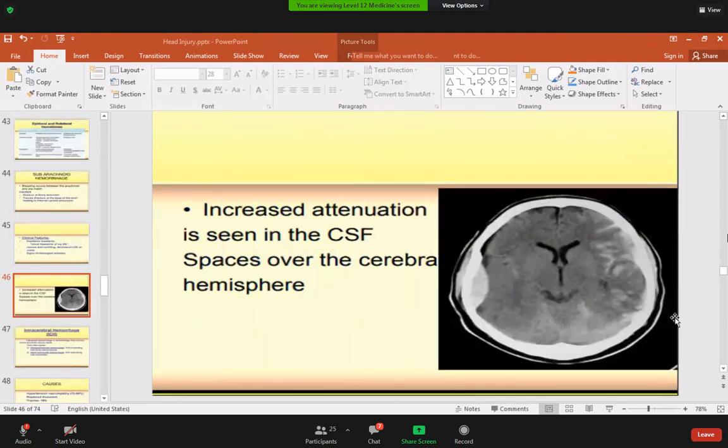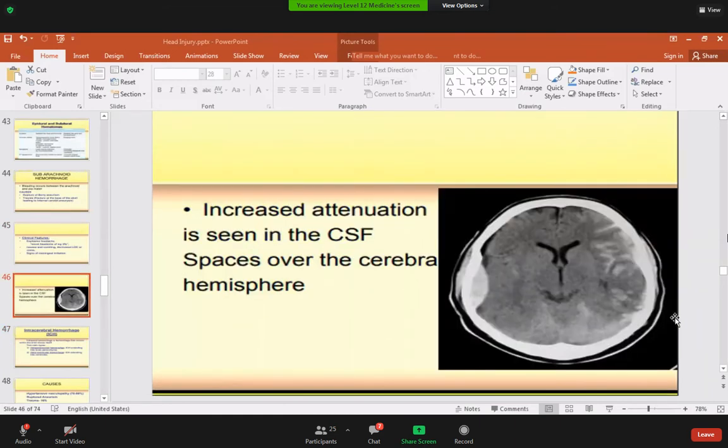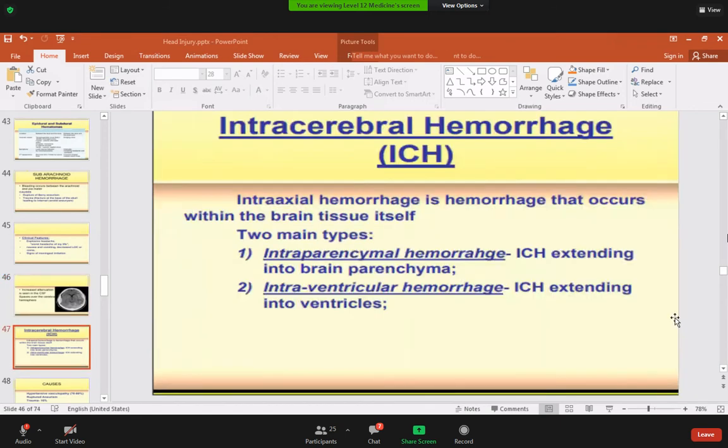Okay, if you see the CT scan, there may be increased attenuation seen in the CSF spaces over the cerebral hemisphere. The attenuation is increased. And treatment, if the patient presents to you with subarachnoid hemorrhage, you have to manage the patient according to the presentation. It's usually rare, but if present, you have to treat it according to the cause.